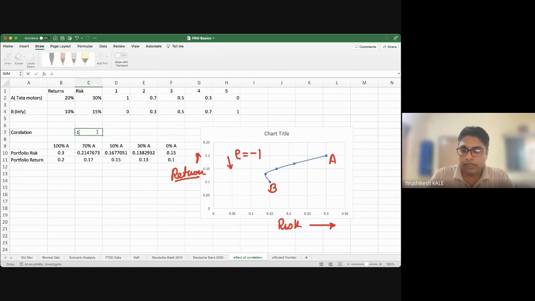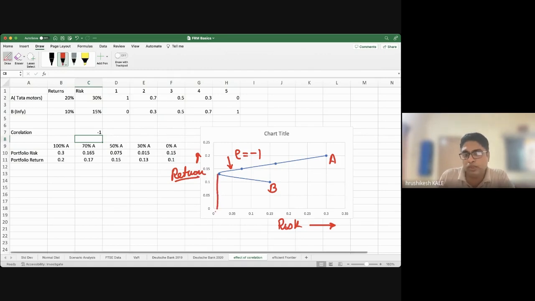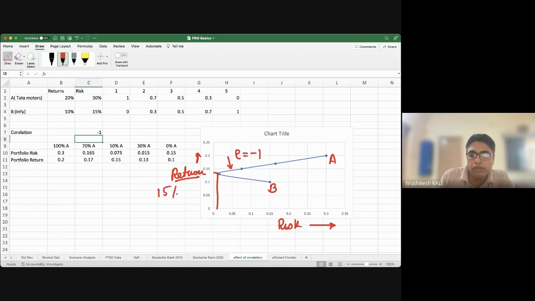And when the correlation is -1, you will find, with almost zero risk, can you see it? 0 here. With almost zero risk, you are getting 15% return when correlation is -1. So no risk, quite well written.